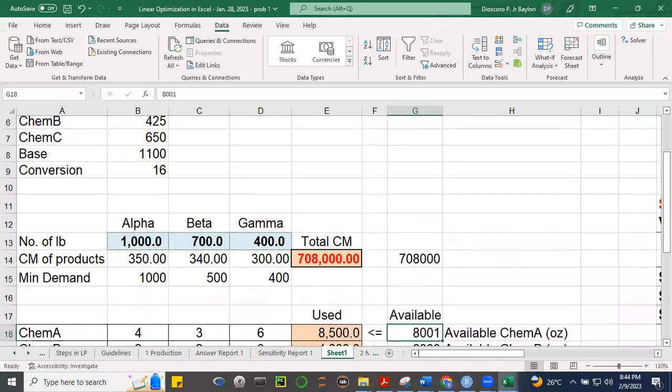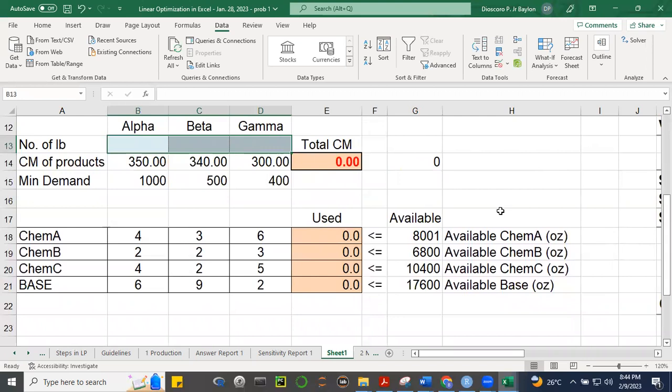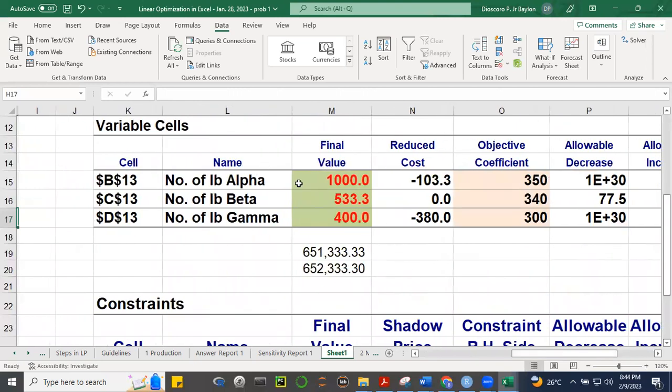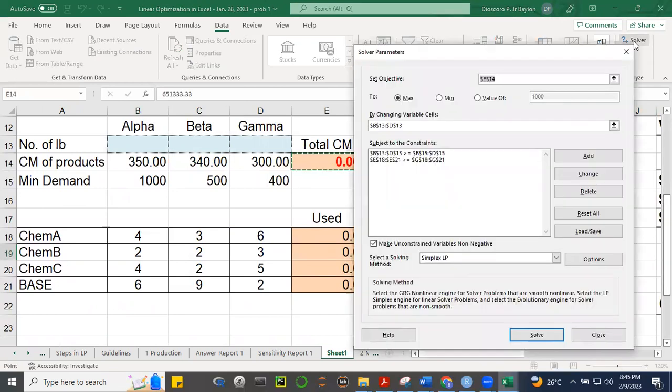Okay, iso-solver ulit natin. Wala naman tayong babaguhin sa model natin. Yun pa rin yung mga ano. So we can delete this. Okay, so let's start from scratch. Anyway, alam natin yung mga values kanina, yung final value. At saka ito yung profit kanina, no? Ito, 651,333. Now, what happens if I change chemical A and increase it by 1? Solver natin, solve. Okay, same parameters. Solve.